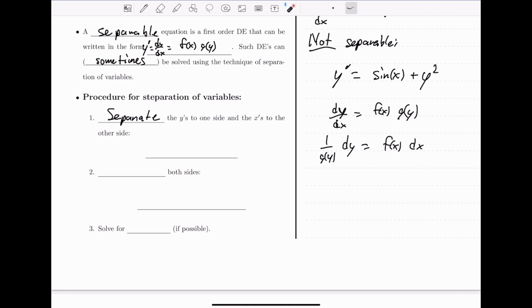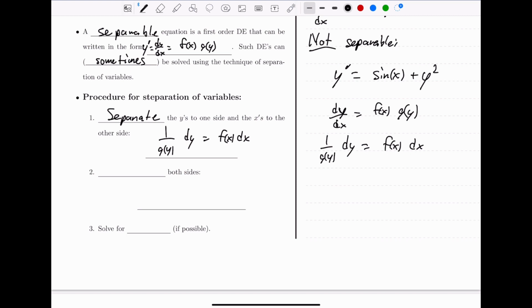Notice that I've separated the variables. All of the y's are on one side, and all of the x's are on the other. This is why it's called separation of variables. I separate the variables to the two different sides of the equation. So after separating the variables, I have 1 over g of y times dy equals f of x dx.